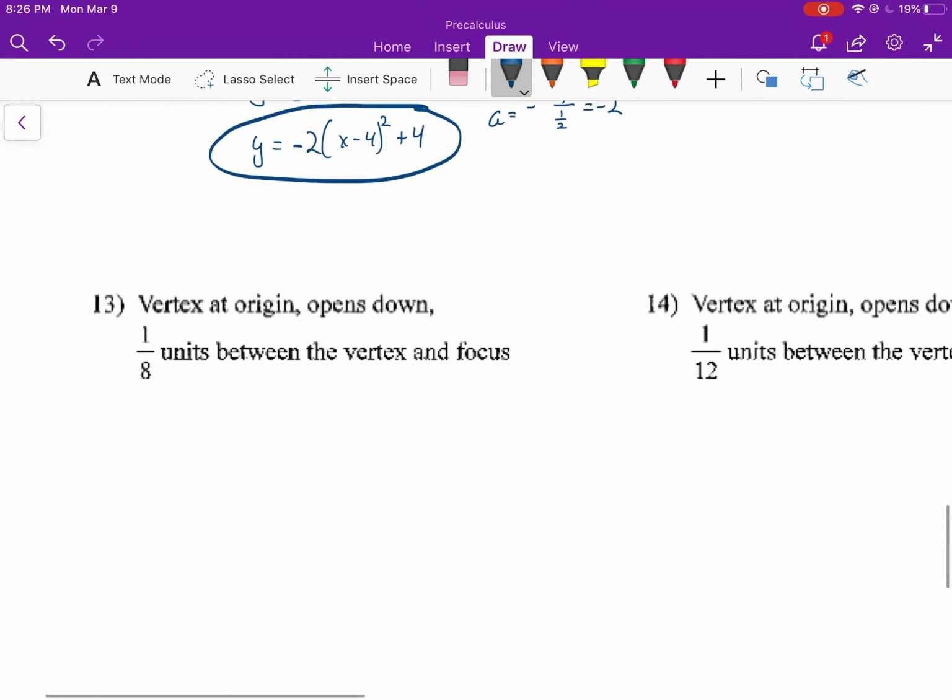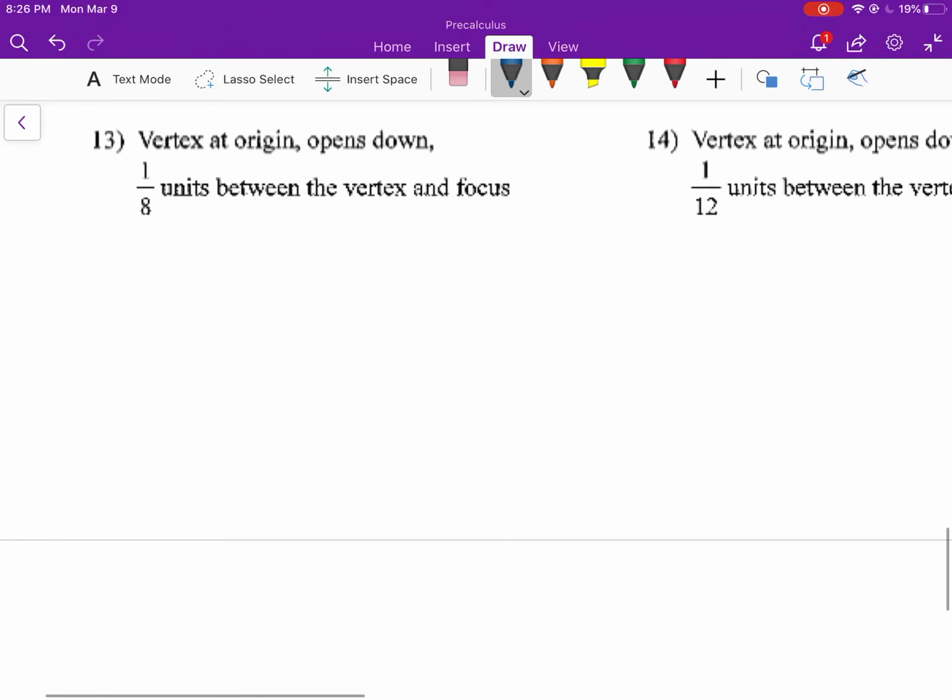All right, looking at number 13 here. The vertex is at the origin. It opens down, with 1/8 between the vertex and the focus. Well, this one should be pretty easy. The vertex is at the origin. Opens down means it's y equals, not x equals. It's not horizontally facing, it's vertically facing. It opens down.